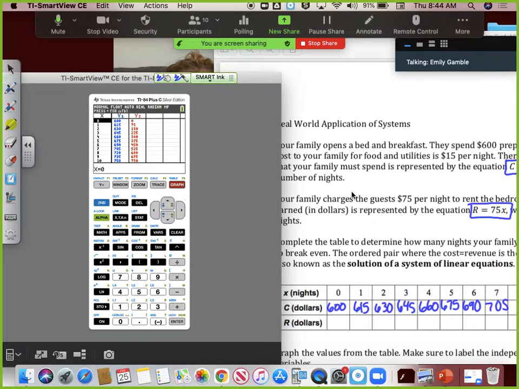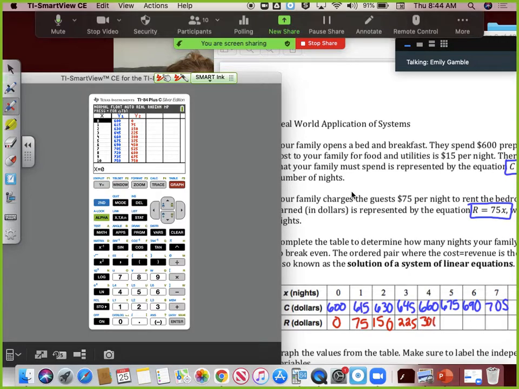Once you get all of those numbers in, you can look at the other equation. The other equation is the revenue equation. In this case, it's red, so I'm going to change mine. For 0 nights, it's $0, which makes sense, because if you don't have anybody coming in, you obviously make no money. Then for 1 night, it's $75. And then after 2 nights, $150, $225, $300.